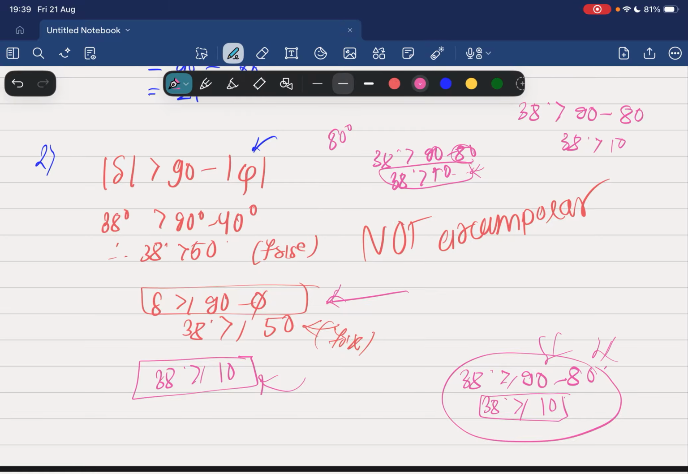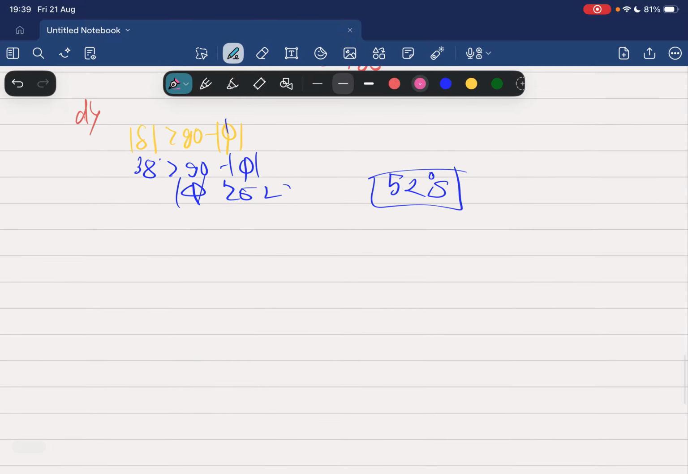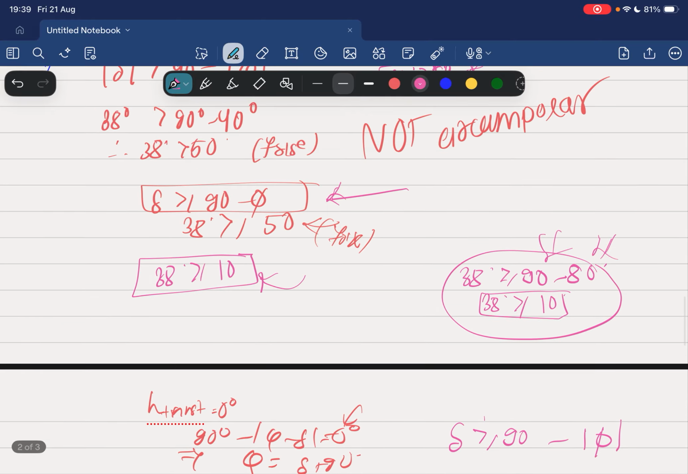I don't think modulus signs are to be used a lot. Just have your common intuition about what is going on. Let me erase this.